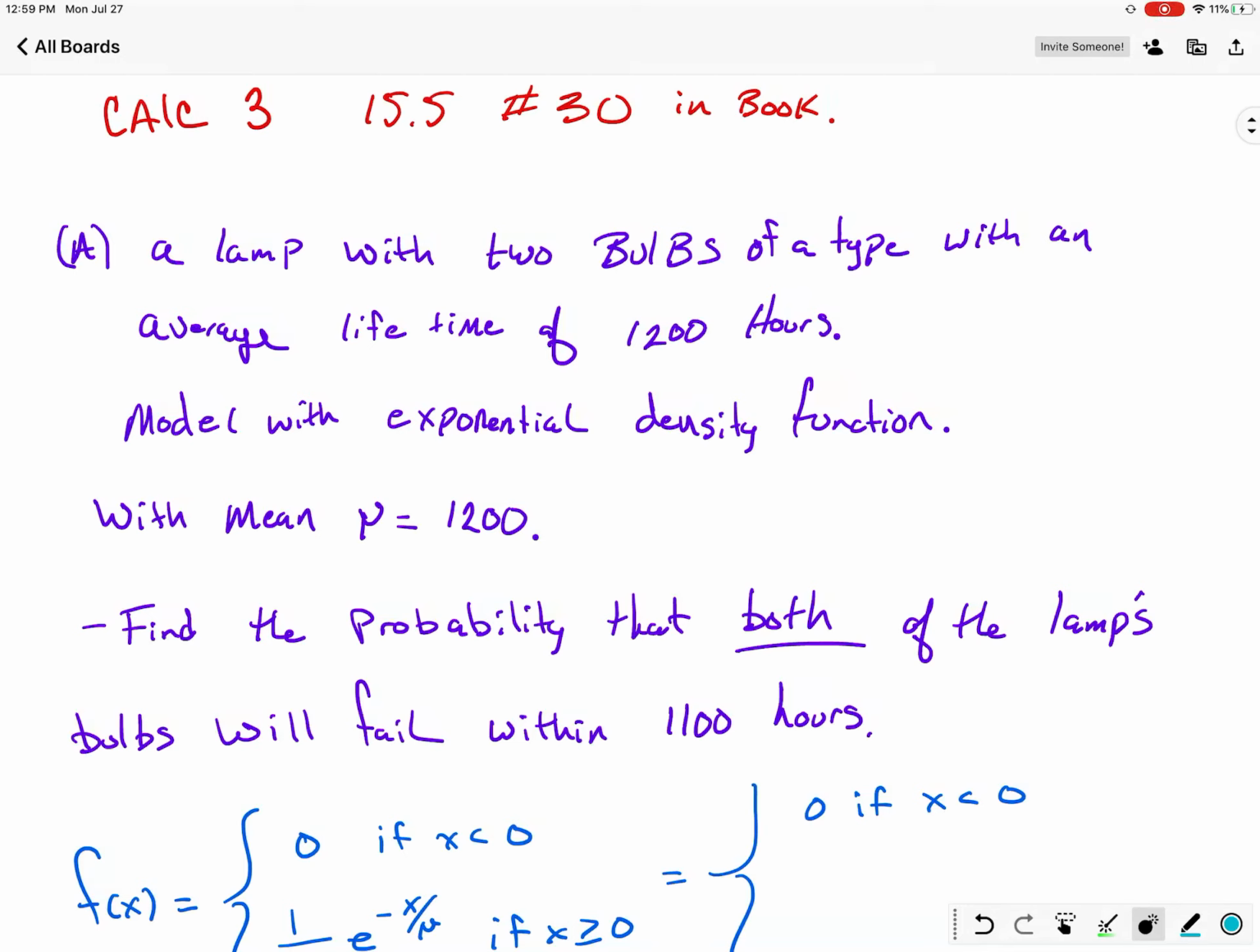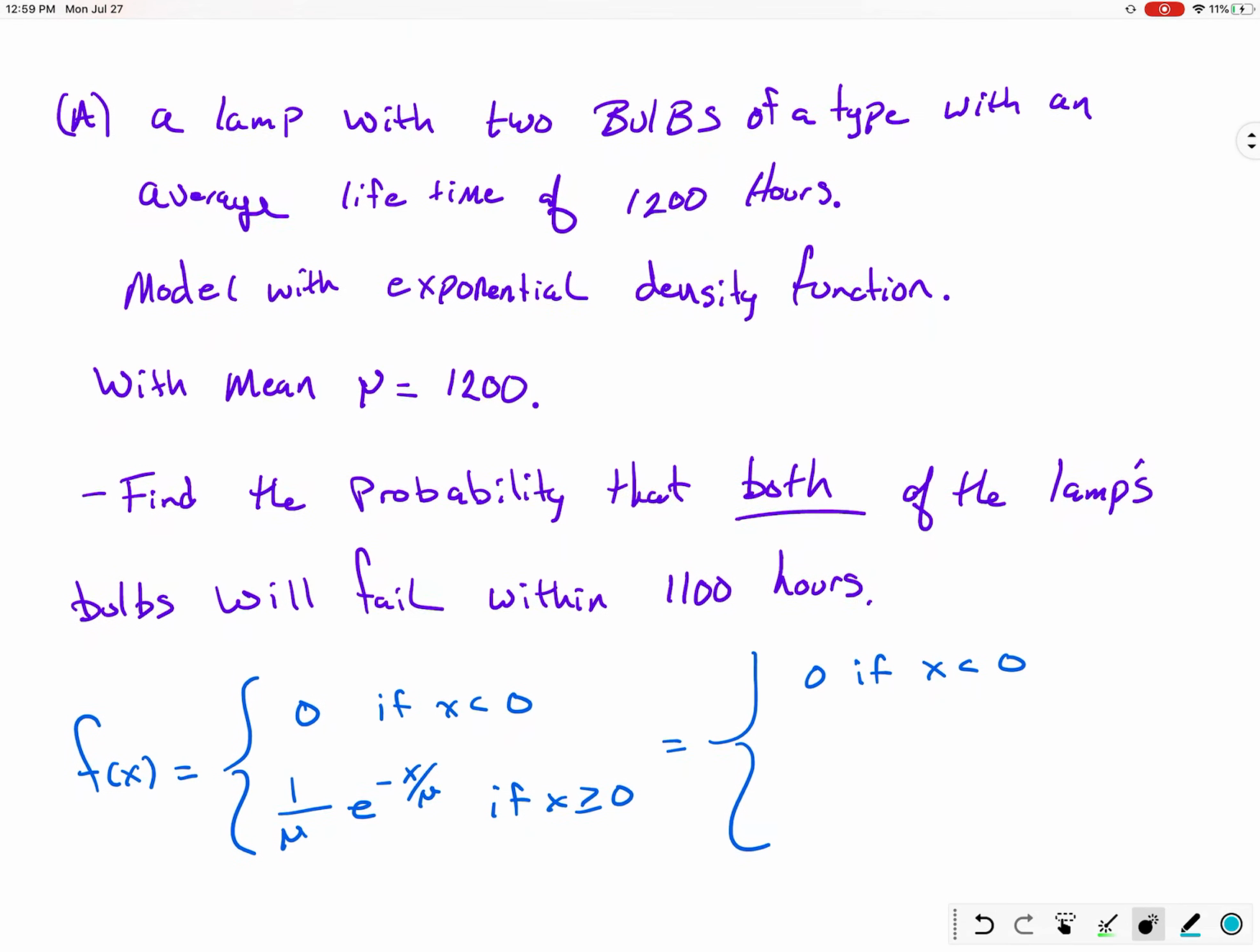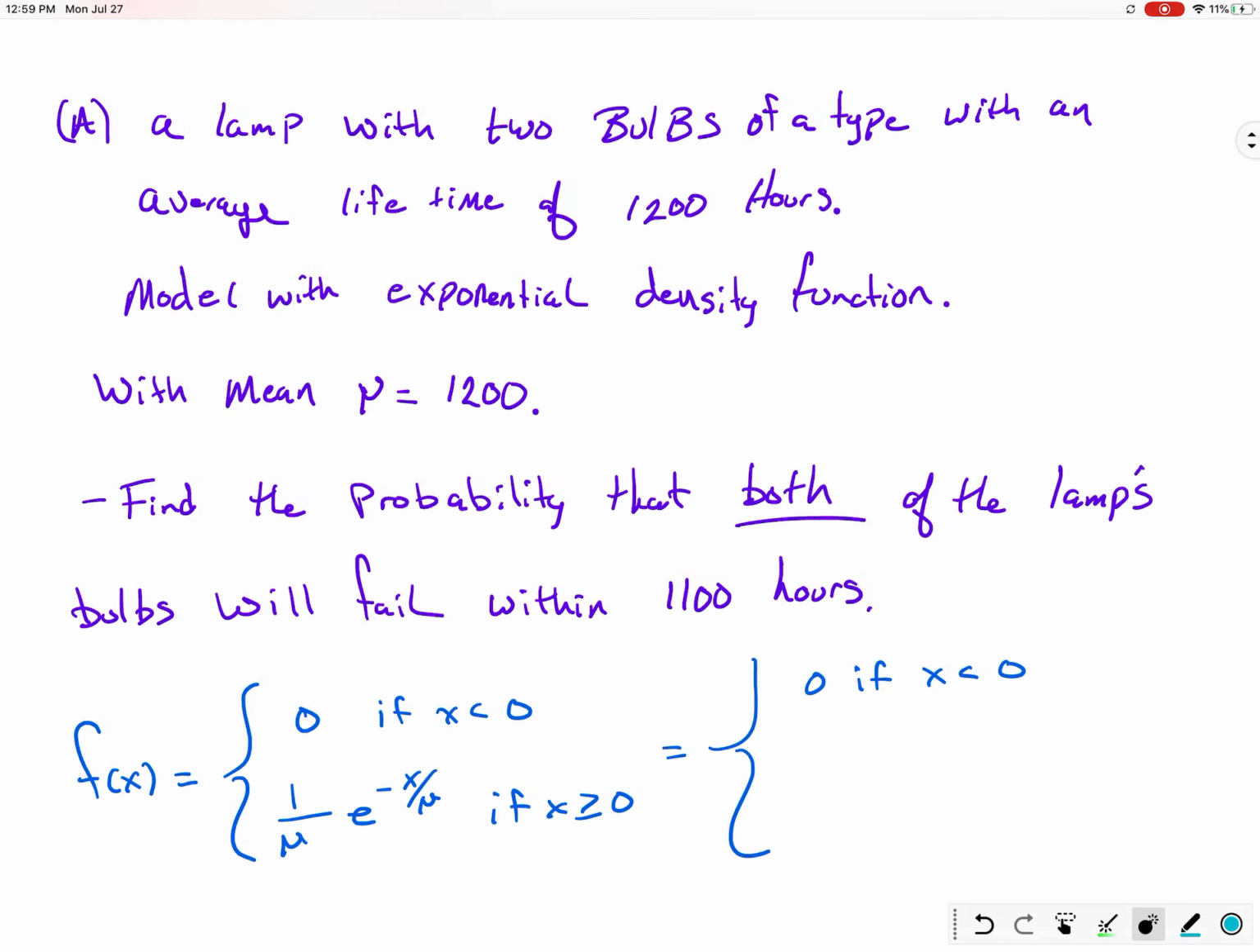Okay, this video is for Calc 3, and it's section 15.5, specifically number 30 in our textbook homework. So we have a lamp that has two bulbs of a type with an average life of 1,200 hours. So the bulb, on average, from testing, we found lasts about 1,200 hours.